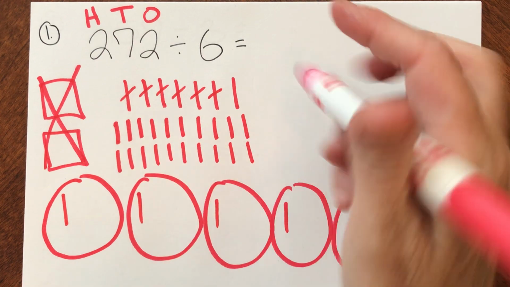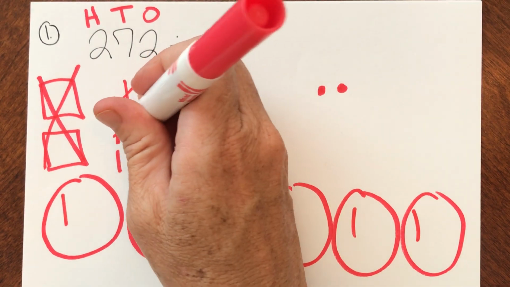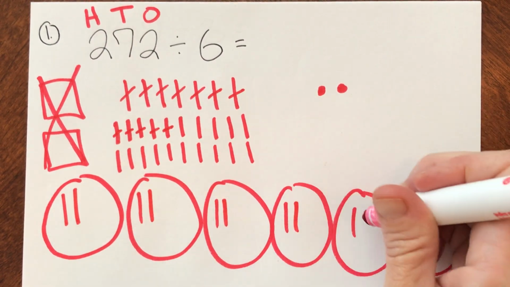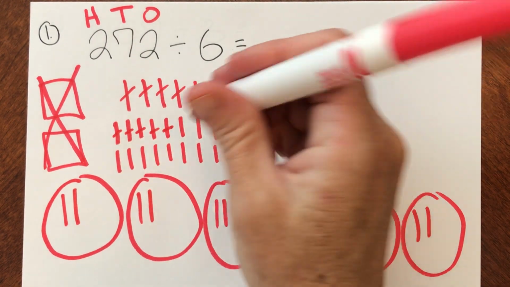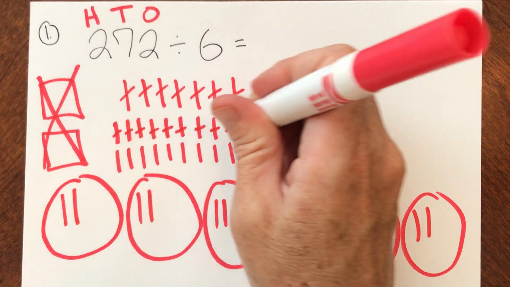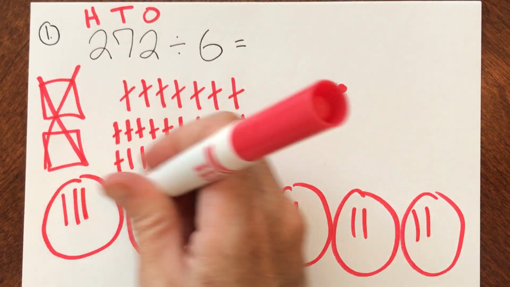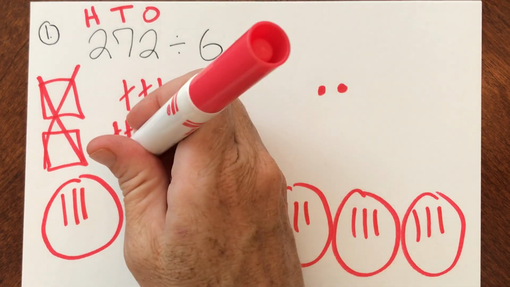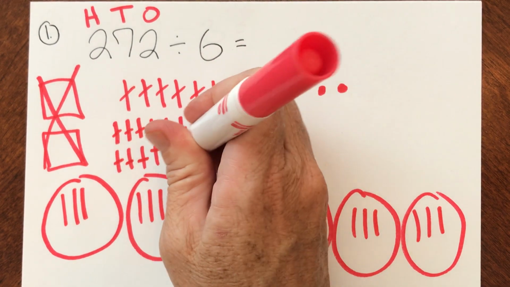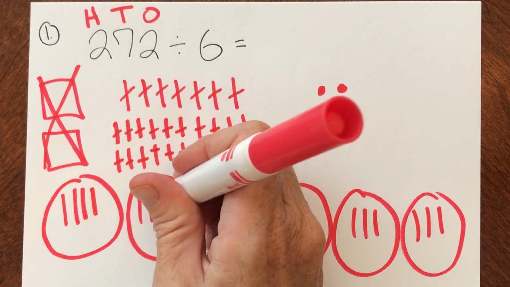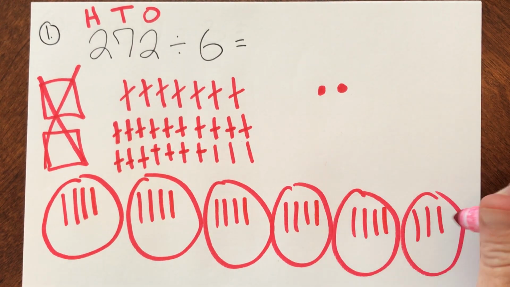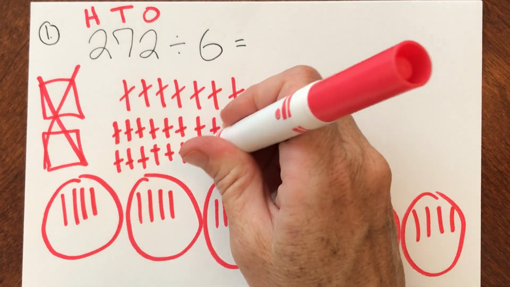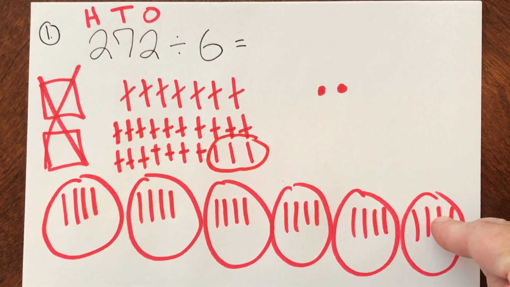Okay, I have plenty to pass out more. Let's pass those out. I still have plenty. Let's pass those out. I still have enough. Okay, now I only see 3 left. I only have these 3 left, so I don't have enough to pass out.